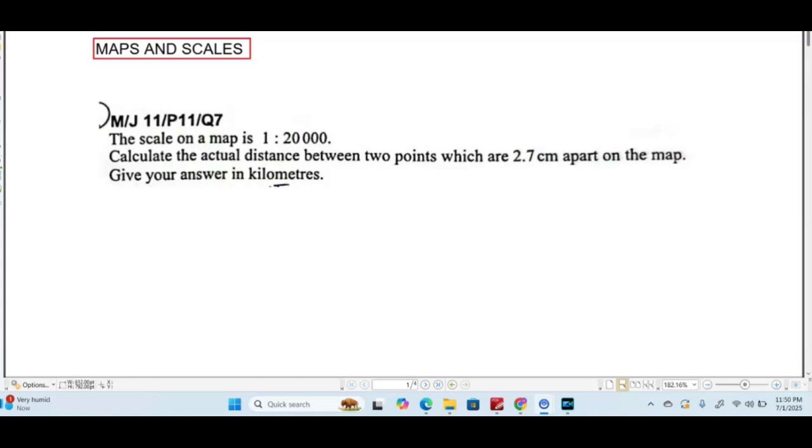Okay? So let's begin with question number 1. The scale on a map is 1:20,000. Calculate the actual distance between 2 points which are 2.7 centimeters apart on the map and give your answers in kilometers.